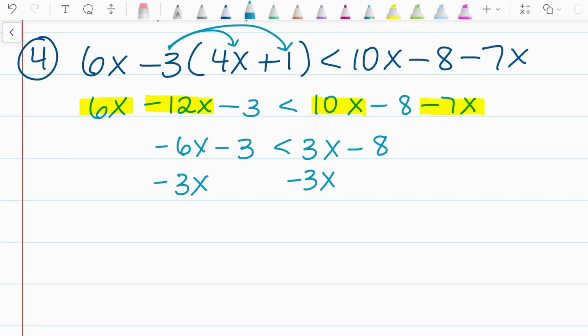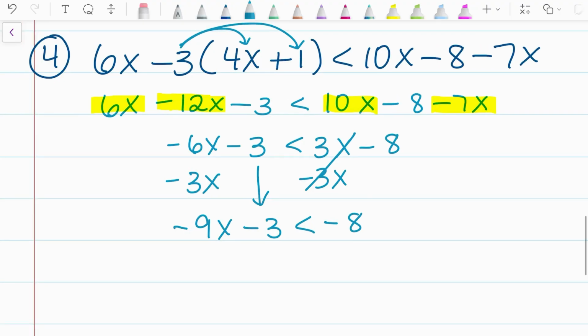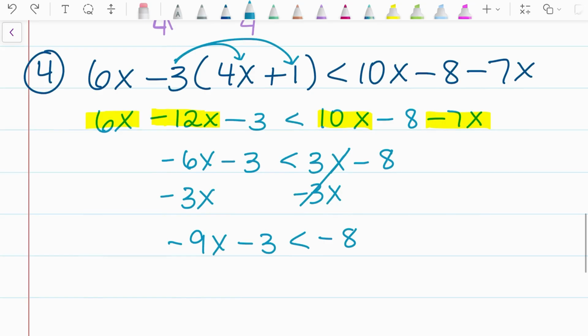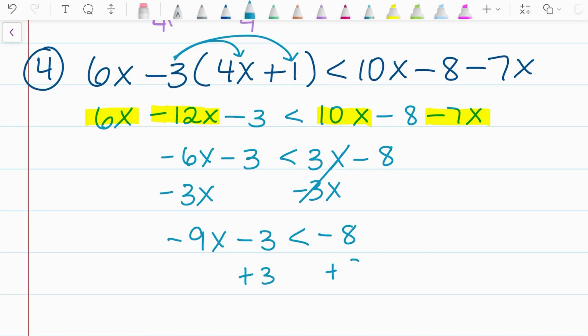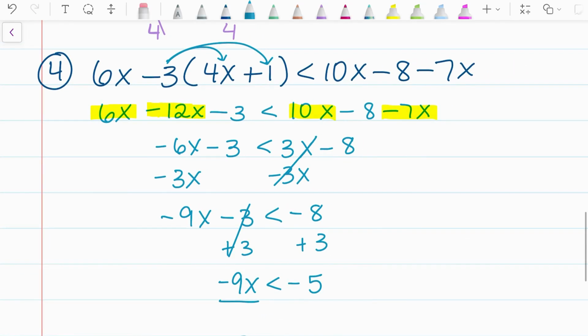So this would give us negative 9x minus 3 less than negative 8, because that canceled out. I dropped down this negative 3. I dropped down that negative 8. And the only thing I did was I changed negative 6x take away 3x to negative 9x. I'm going to add the 3 to both sides. I now have negative 9x is less than negative 5. And so when I go to get x by itself, I'm going to divide by negative 9.